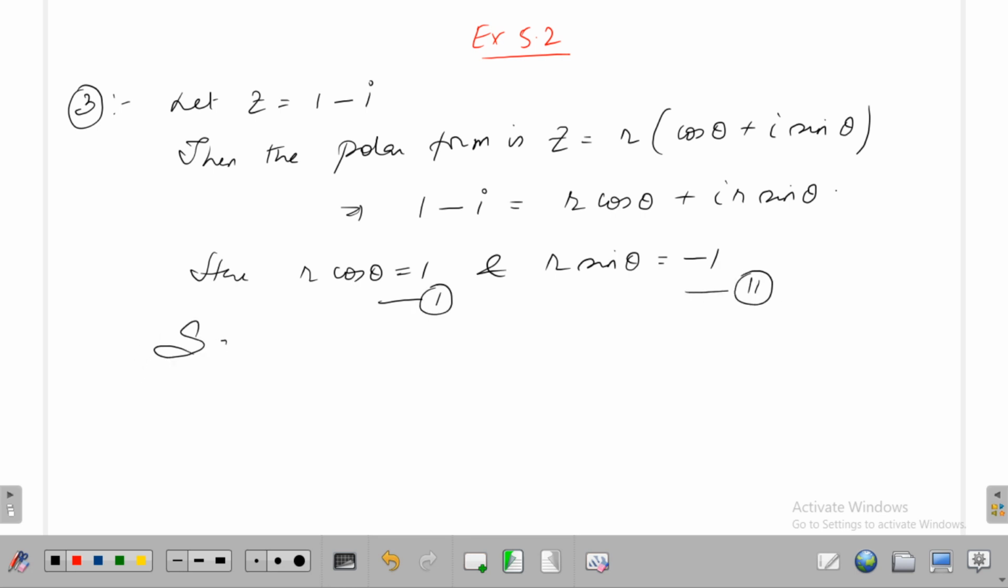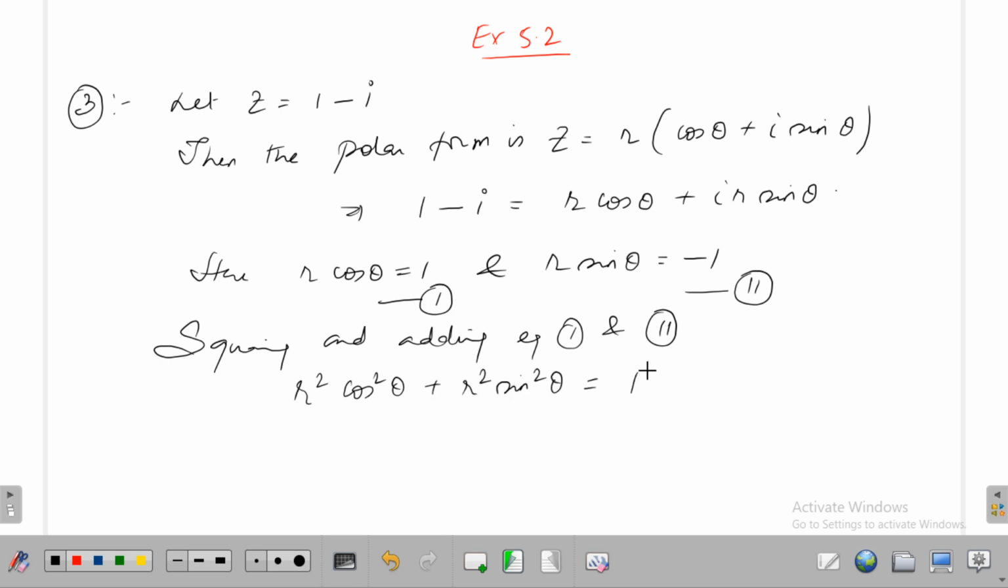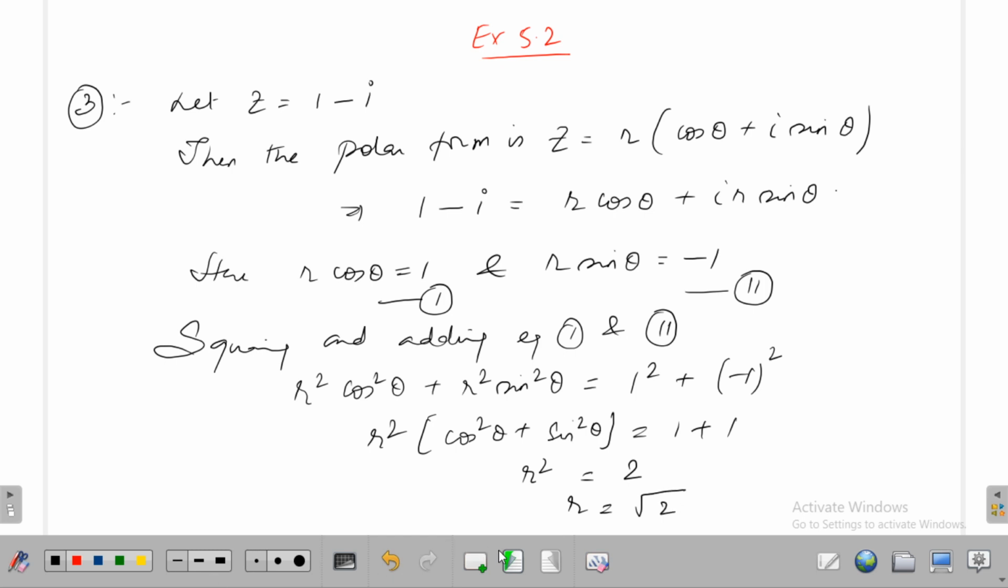What I can do is square and add equations 1 and 2. I will get r square cos square theta plus r square sine square theta, which will be nothing more than 1 square plus minus 1, the whole thing squared. From here I can take r square common, so that will be cos square theta plus sine square theta, and this would be 1 plus 1. So cos square theta plus sine square theta is nothing more than 1, so r square is equal to 2. In short, r is equal to root over 2. So this is how I got the value for r.